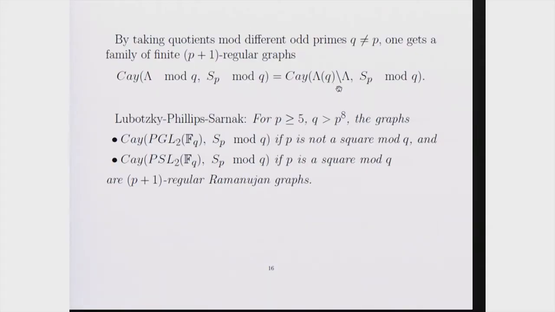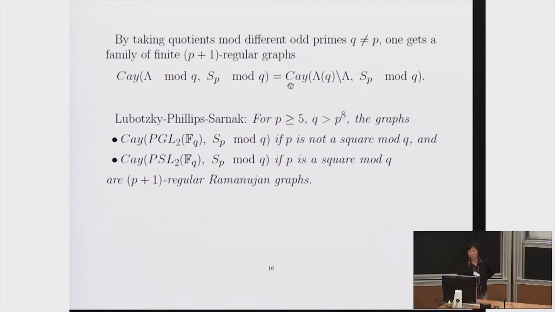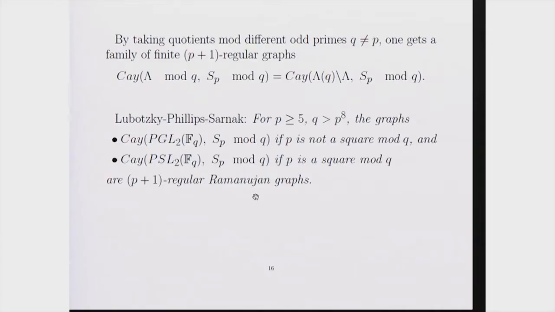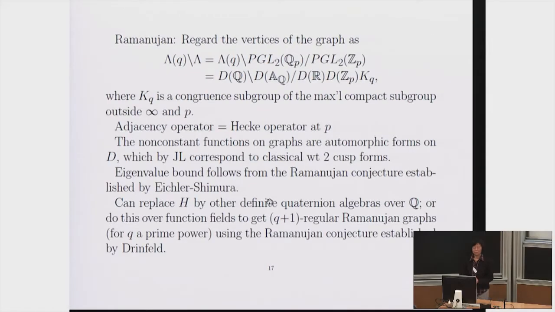Lubotzky-Phillips-Sarnak gave a very explicit description of this quotient group. It's either PGL_2(F_q) or PSL_2(F_q), depending upon whether p is not a quadratic residue modulo q or p is a quadratic residue modulo q. In other words, the graph obtained modulo q is a nice Cayley graph defined on familiar kinds of groups. And the question is to show that they are really Ramanujan graphs. So why is it Ramanujan?